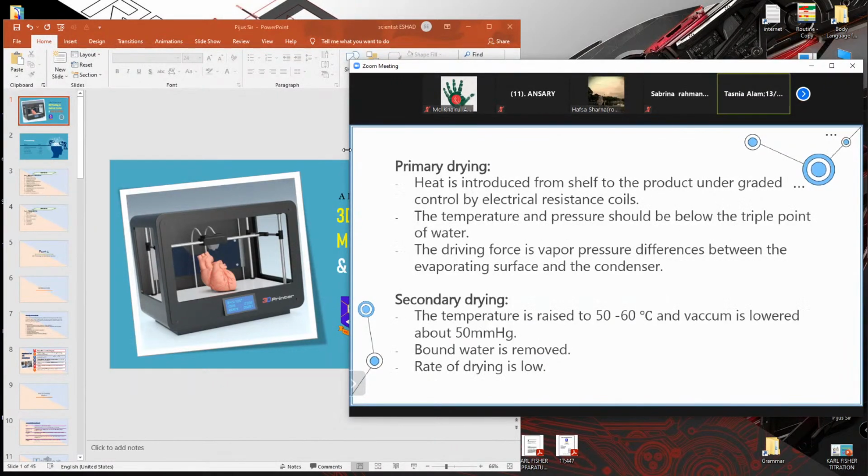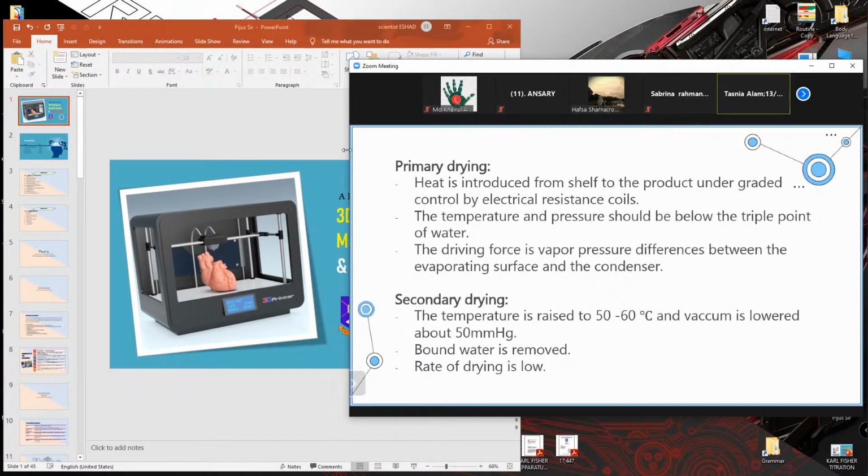Primary drying. Heat is introduced from the shelf to the product, controlled by electrical resistance coils. The temperature and pressure should be below the triple point of water. The driving force is the vapor pressure difference between the evaporating surface and the condenser. Secondary drying. The temperature is raised to 50 to 60 degrees Celsius and the vacuum is lowered to about 50 millimeters of mercury. Bound water is removed. The rate of drying is low.